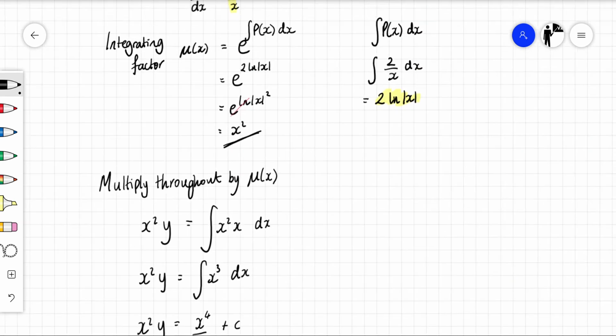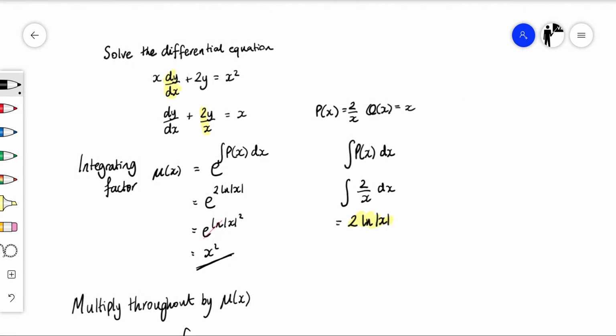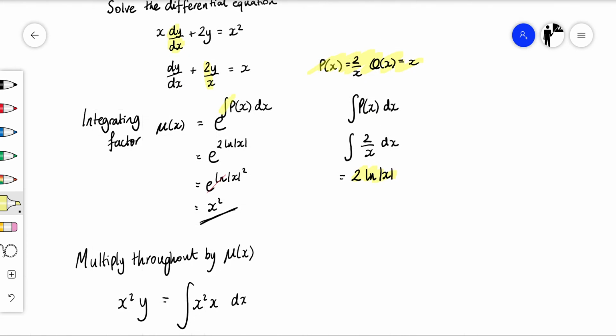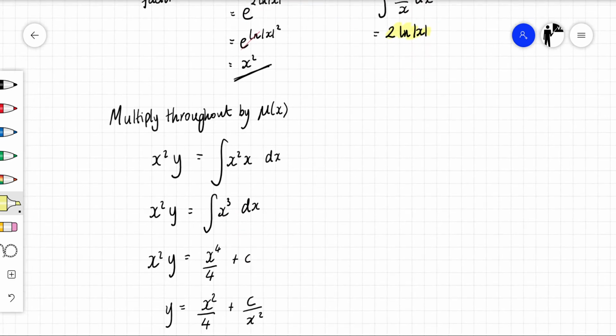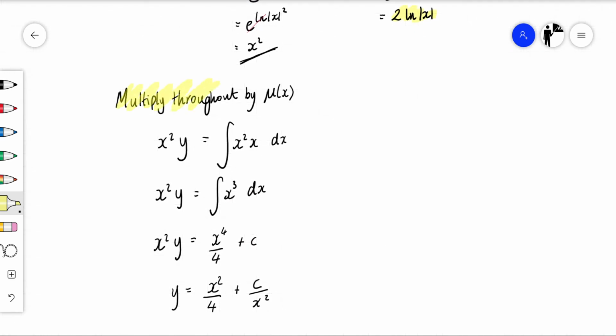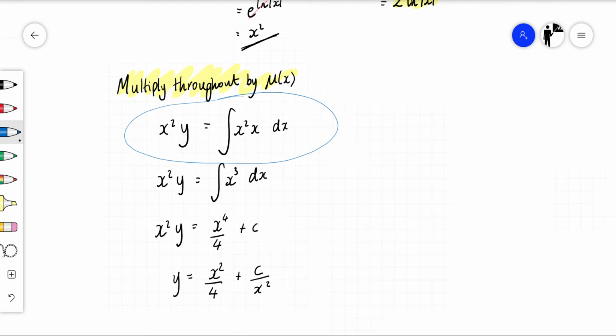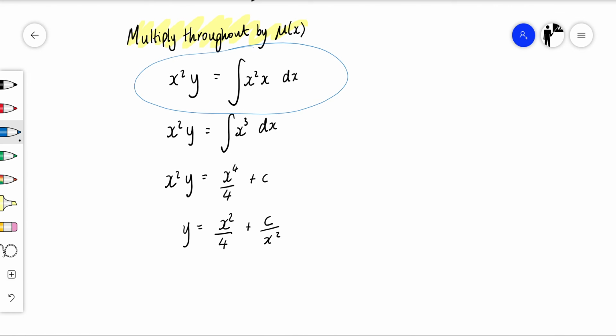Okay, so the strategy always stays the same for this. Make sure you've got dy by dx on its own. Identify p of x and q of x. Find your integrating factor. Once you've found it, multiply throughout by the integrating factor. It will always go to this form here: the integrating factor times y is equal to the integral of the integrating factor times q of x. Integrate the right hand side, then make y the subject of the formula. Thank you very much.